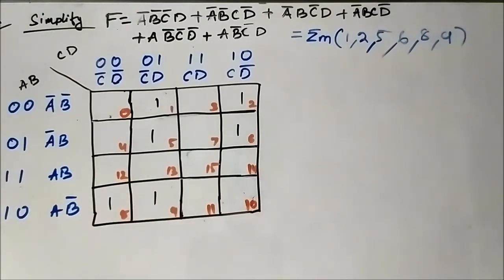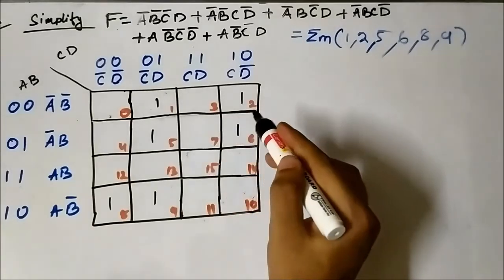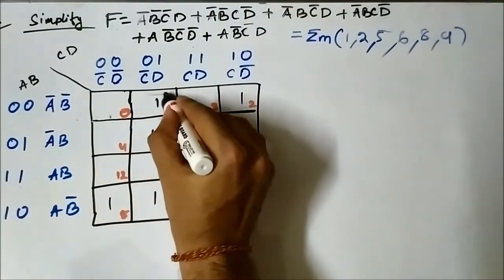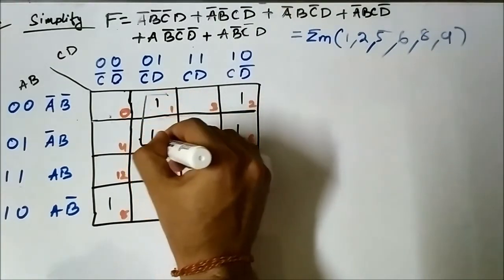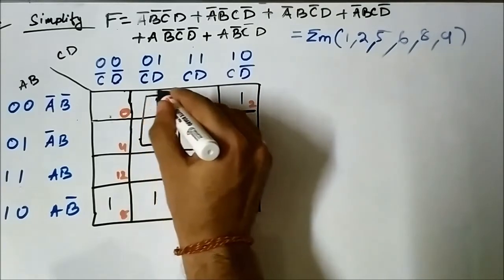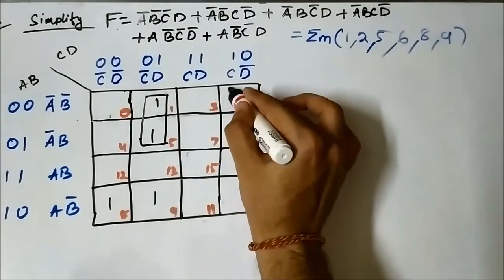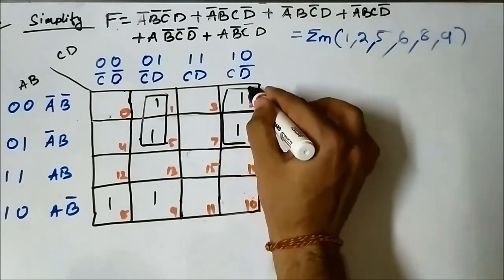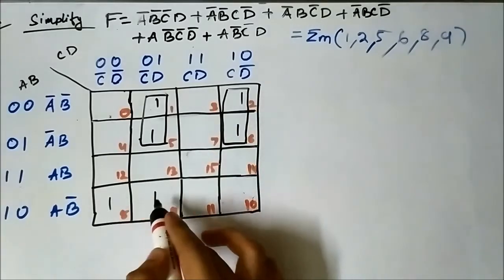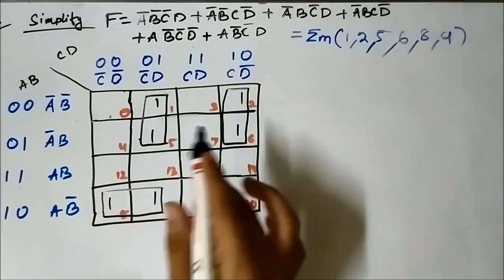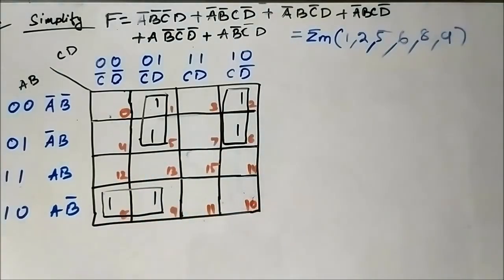Now we have to group them. You see, these two cells are adjacent to each other, so we can form a pair. These two cells are adjacent to each other, we can form a pair. These two cells are adjacent to each other, so we can form a pair. Three groups are formed, all of them are pairs. So group formation is done.